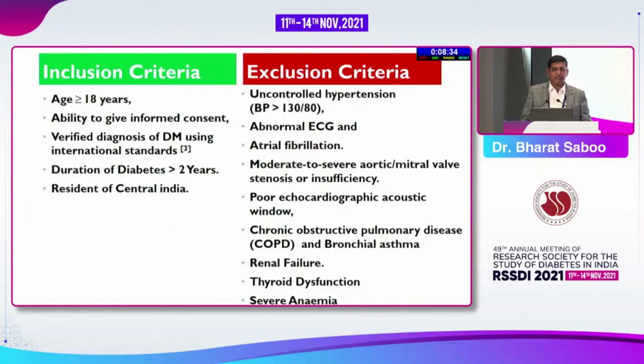The inclusion criteria were very simple: patients more than 18 years of age, those who were able to give informed consent, a verified diagnosis of diabetes mellitus, duration of diabetes more than 2 years, just to exclude those patients who may have hyperglycemia due to COVID or post-COVID effects. And they should be a resident of Central India, because our study was focused only on Central India. The exclusion criteria were uncontrolled hypertension, abnormal ECG, atrial fibrillation, moderate to severe aortic or mitral valvular disease, a poor echocardiographic window, COPD or bronchial asthma, renal failure, thyroid dysfunction, and severe anemia.